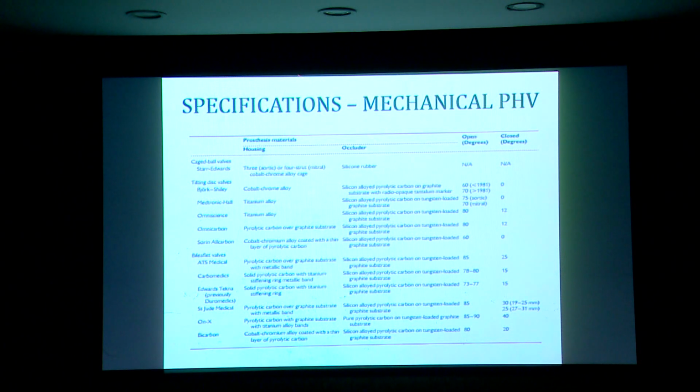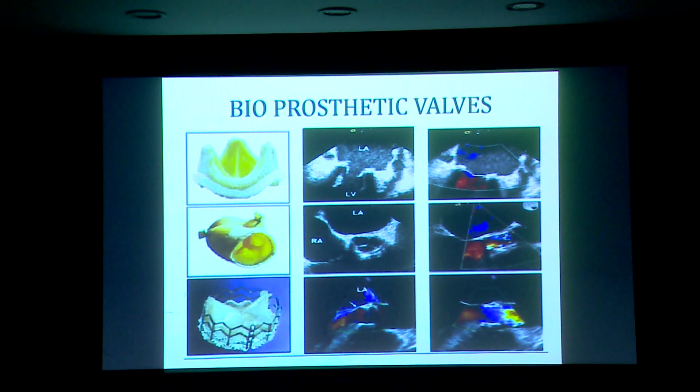They differ in opening angles, closing angles, the type of material used for the leaflet, and the shape and size of the leaflets. All mechanical valves require anticoagulation. One of the valves here, the On-X, is commonly used; they claim it requires lesser anticoagulation. Coming to tissue valves, there are two types, stented and stentless valves.